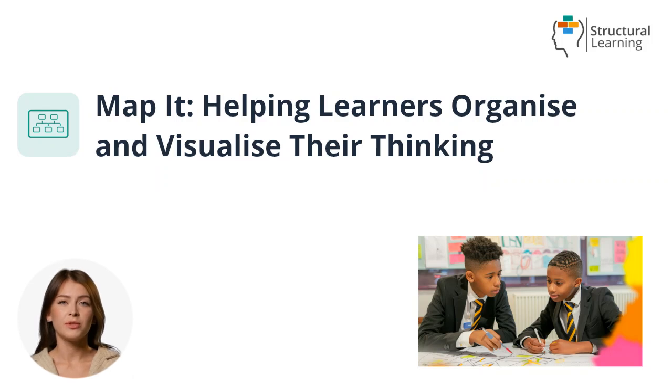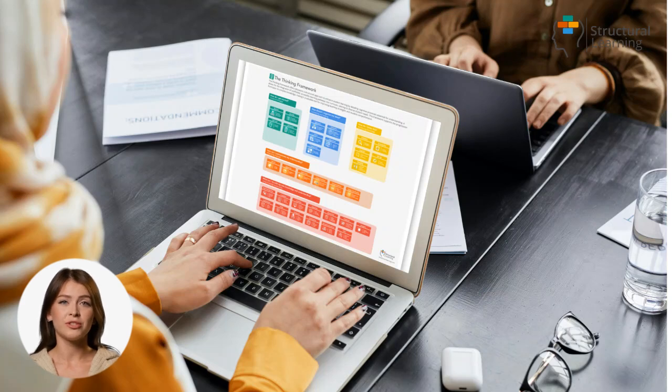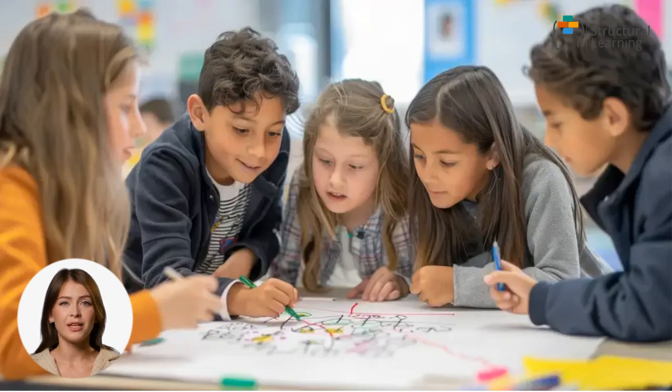Map It, helping learners organize and visualize their thinking. Map It is the visual learning strand of the Structural Learning Toolkit. It's built around a simple idea. When learners can organize what they know, they begin to understand it better. And when they can see that knowledge laid out clearly, it becomes easier to build on and remember.